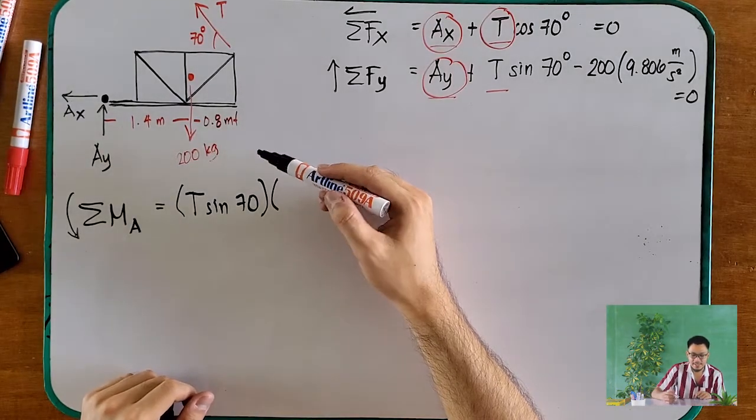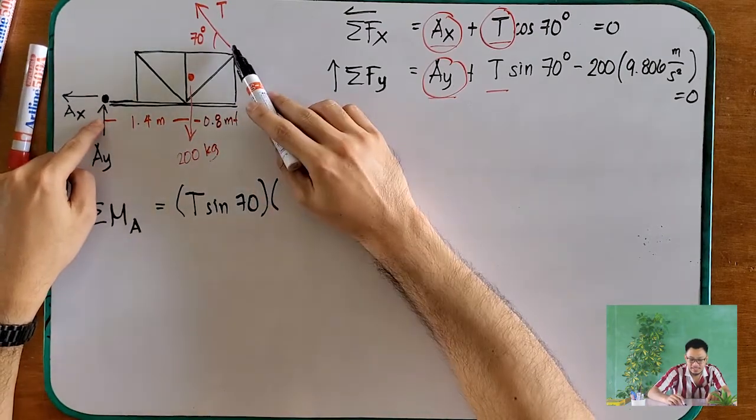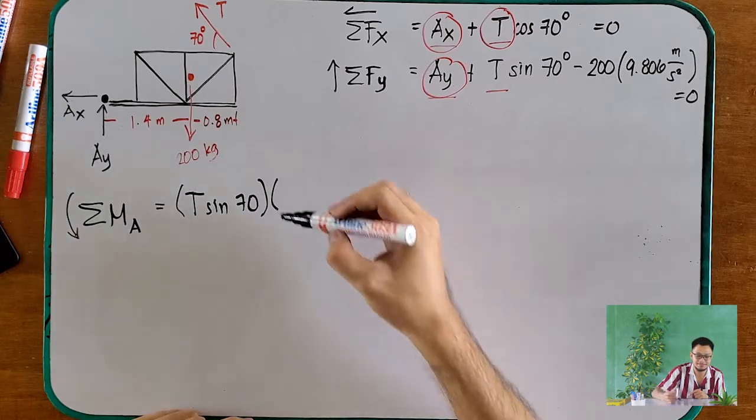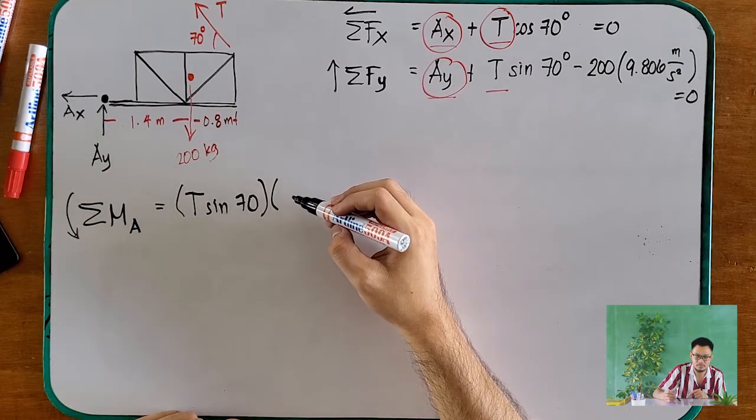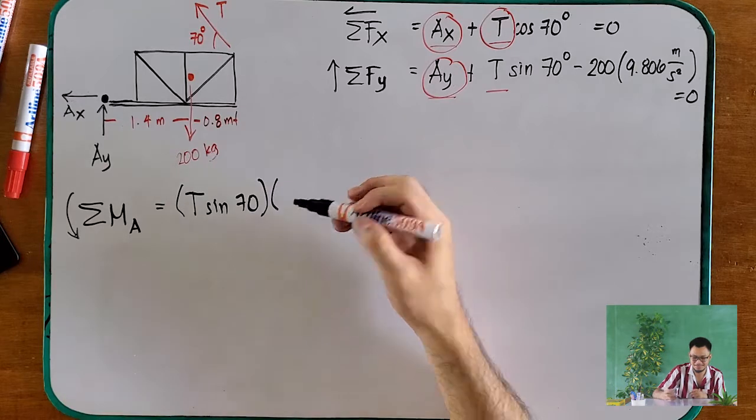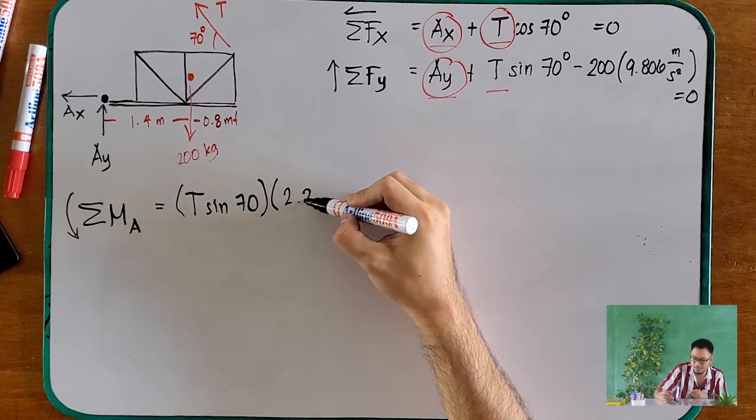So, this is our moment arm, from here to here. Right? That is where our application is. So, 1.4 plus 0.8. How much is that? 4, 5, 6, 7, 8, 9, 10, 11, 12. 2.2. 2.2 meters.